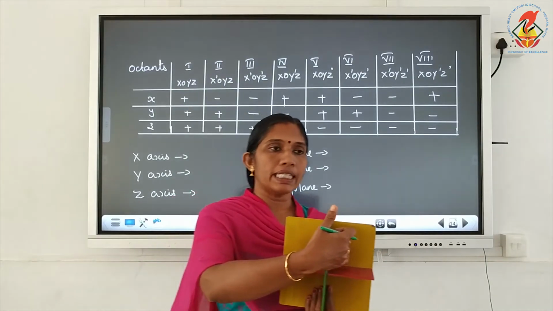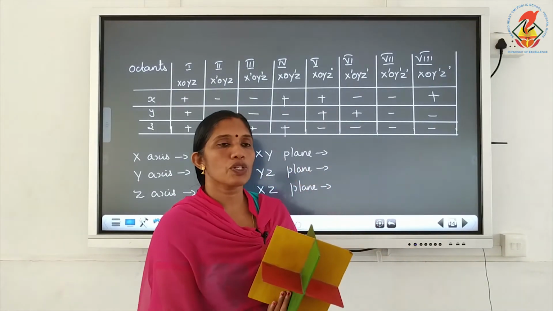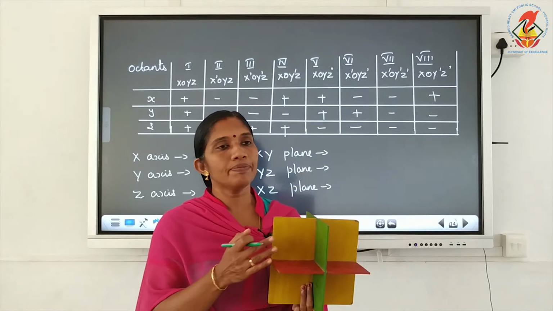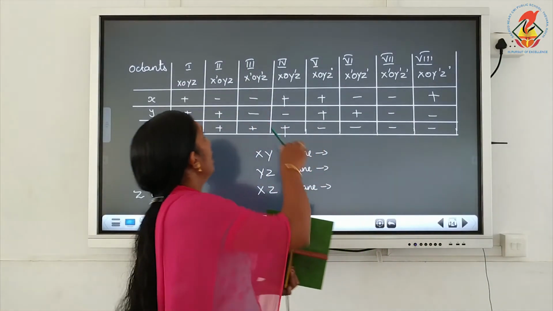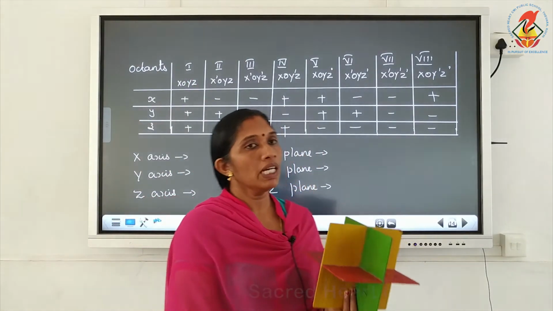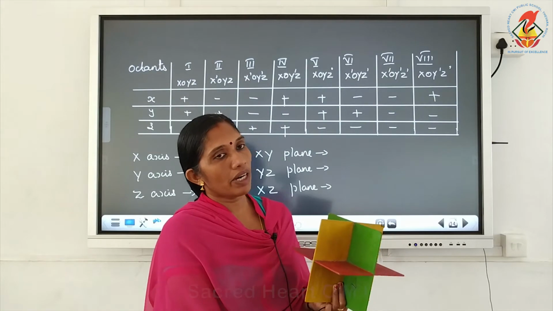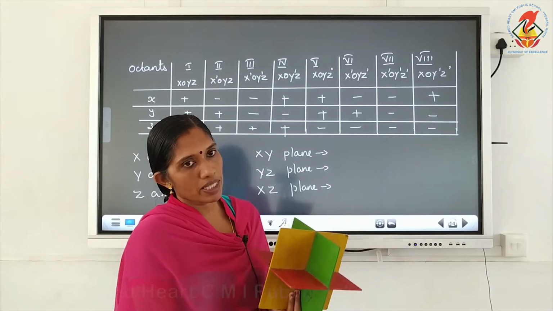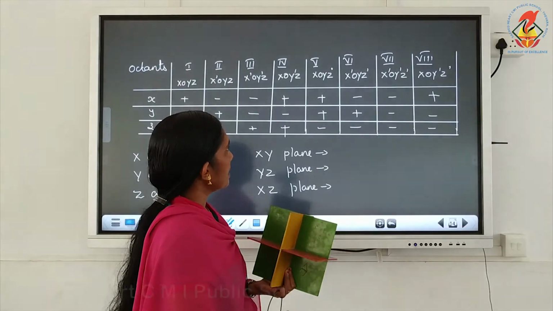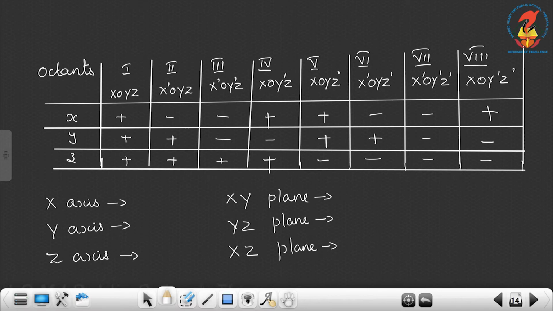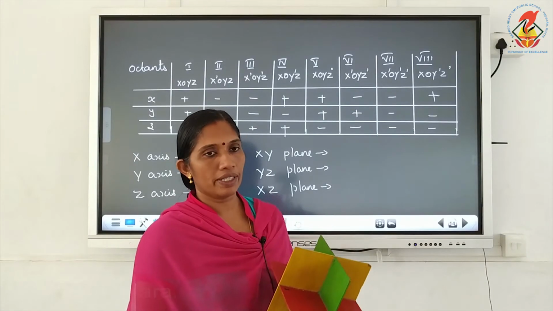So first octant, the name of the first octant is x, o, y, z. All are positive. In the second octant, x is negative, but y is positive, z is positive. In third octant, x and y negative, z positive. Fourth octant, x positive, but y is negative. Okay. Then for the next four, you can write, looking at these, put z dash and write the sign of the coordinates.